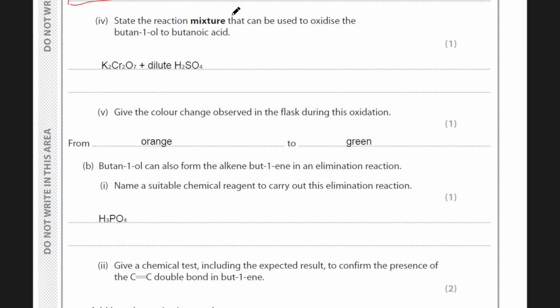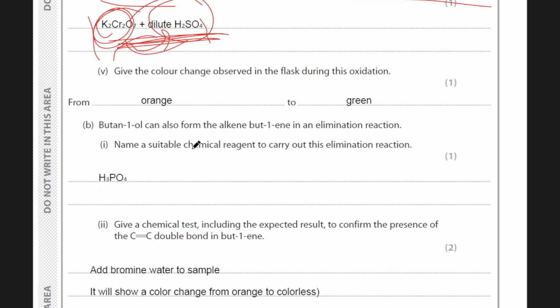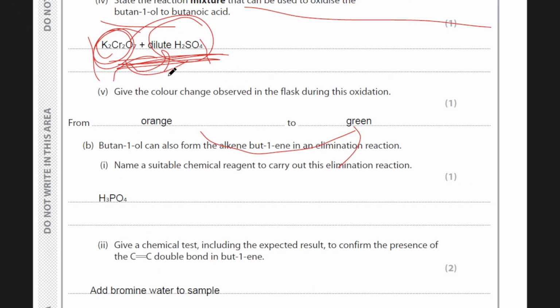Moving on, state the reaction mixture that can be used to oxidize butanol to butanoic acid. Again, if you want to oxidize, we will be requiring an oxidizing agent along with dilute sulfuric acid. So this is very important. The combination, the dilute sulfuric acid, ensures the oxidizing agent works efficiently. The color change will obviously be from orange to green, because whenever an oxidation product is produced, the color of K2Cr2O7 changes. It gets reduced, because the Cr6+ goes to Cr3+.